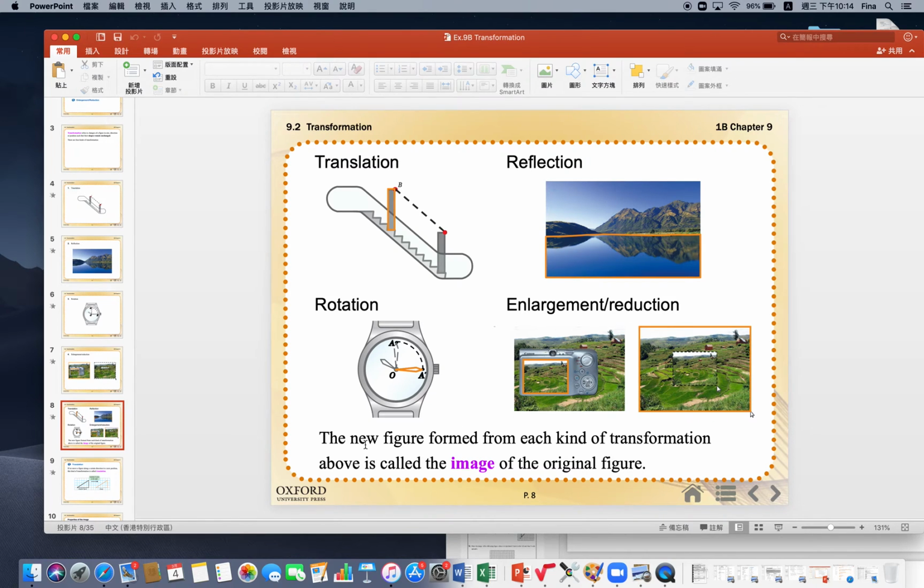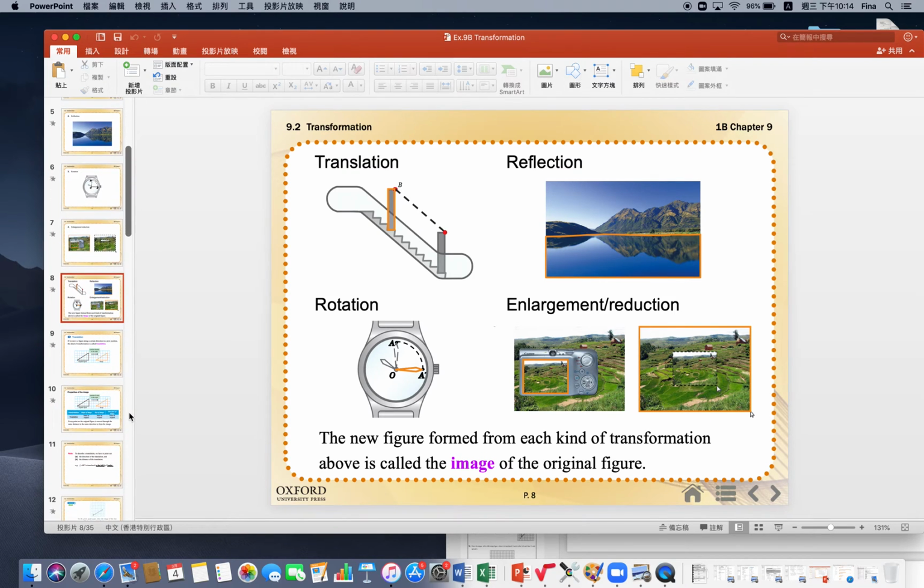After the transformation, a new figure will be formed, and we call it the image. So image represents the new figure formed after a certain transformation. For these 4 types of transformation, let's discuss one by one.